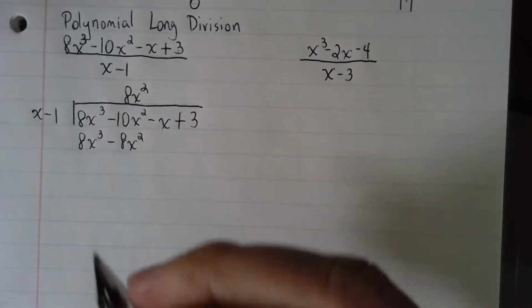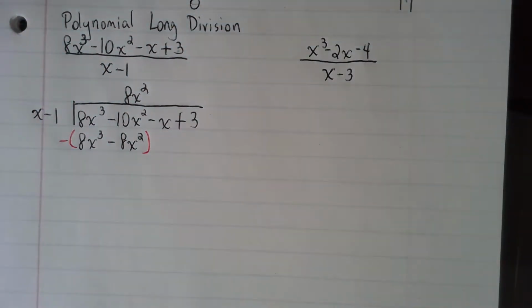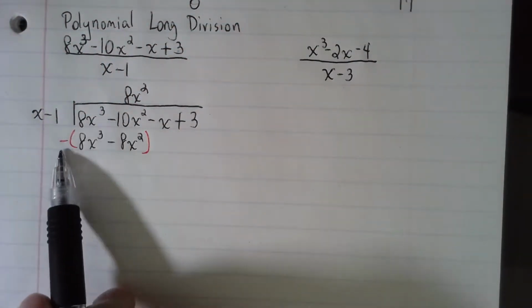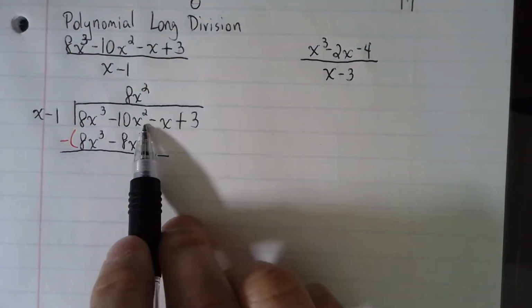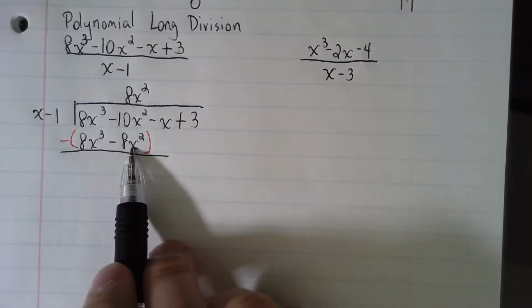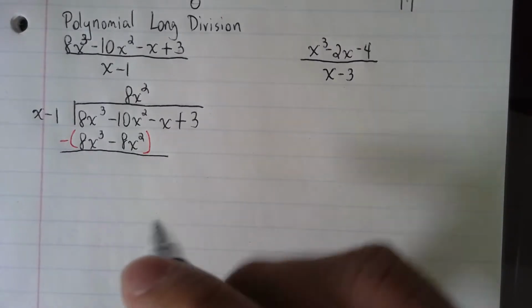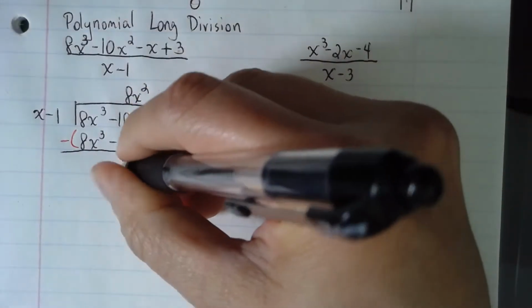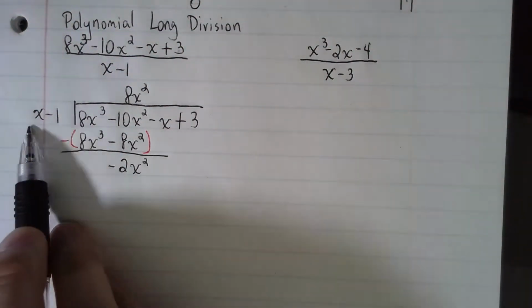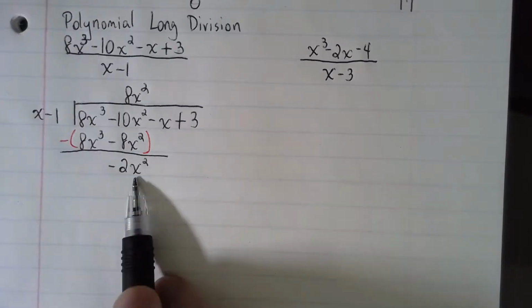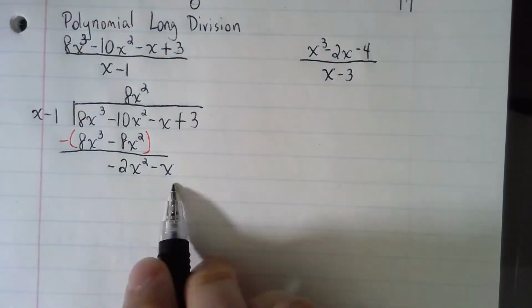Our next step is to subtract these two expressions. 8x cubed minus 8x cubed is 0. Negative 10x squared minus negative 8x squared is exactly the same as negative 10x squared plus 8x squared, which will leave me negative 2x squared. Now I'll have one term left, and I need two terms to keep on going. Therefore, I'm going to bring this negative x down to keep on going. So now I have two terms.